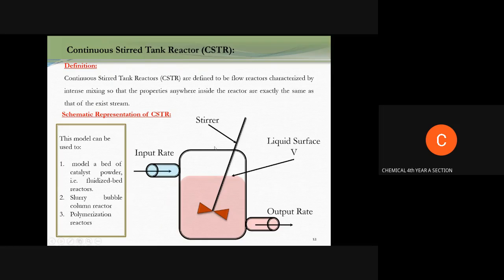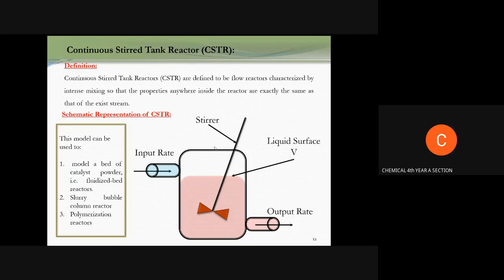Okay, so this is the basic part in this class. I already told you in the chemical reaction engineering subject the topic CSTR. Continuous stirred tank reactors are characterized by intensive mixing, so that the properties inside the reactor are exactly the same as the exit stream. This is the diagram for the CSTR.